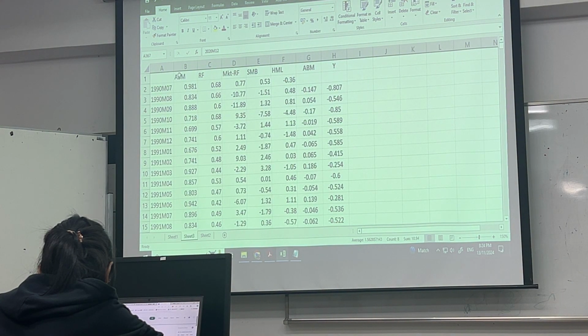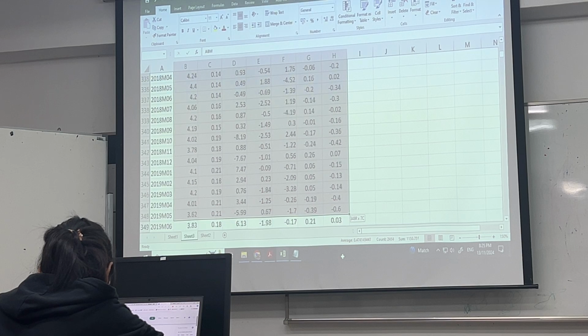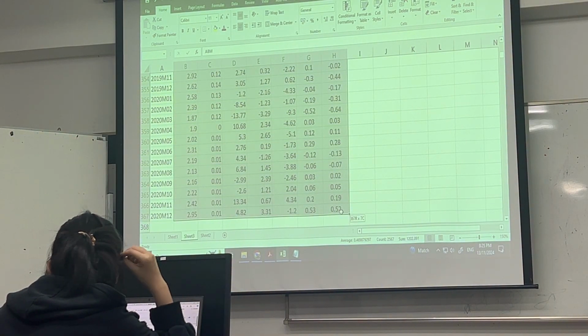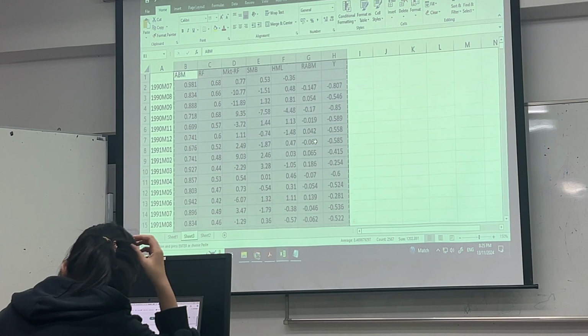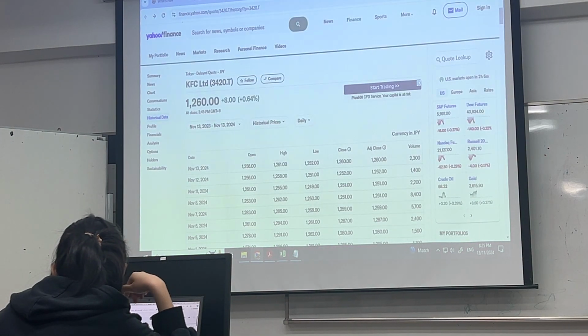So I want to put this data set inside my EViews. So I just copy, from 1990 month 7 to 2020 month 12. Okay, copy this data set, then I go to my EViews.